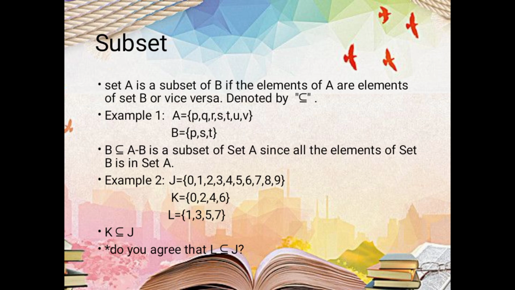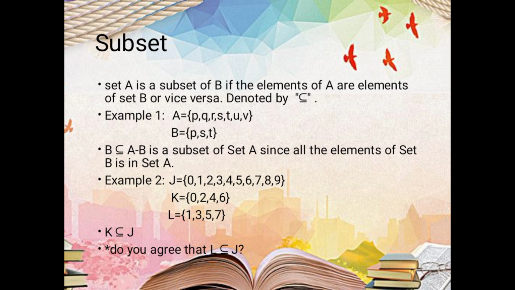So example number 1, A is equal to P, Q, R, S, T, U, and V. And B is equal to P, S, and T. So B is a subset of A because all of the elements of set B are in set A.